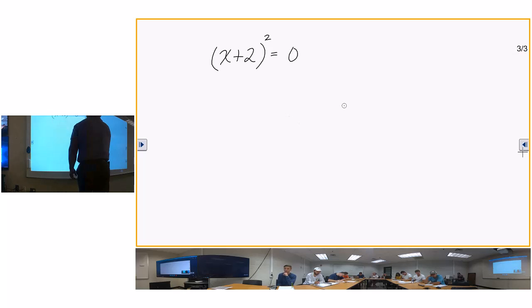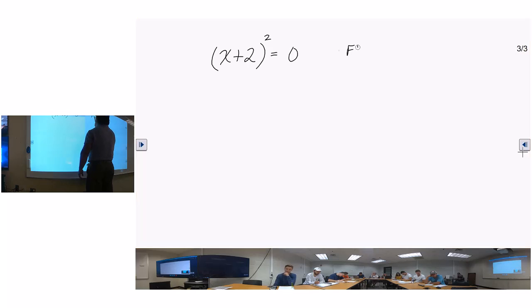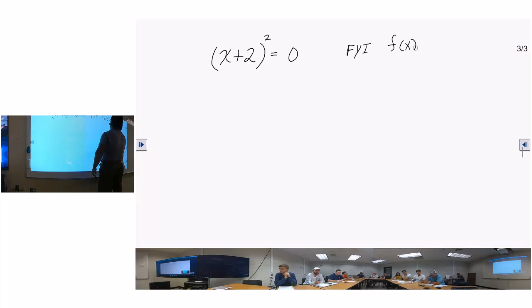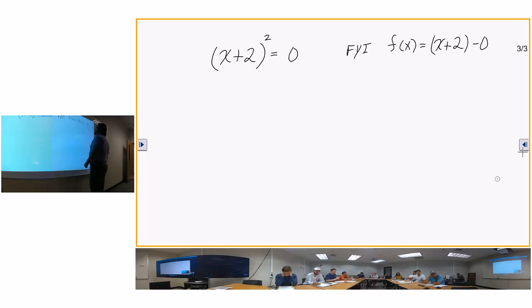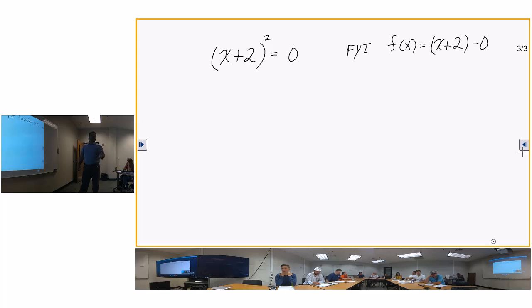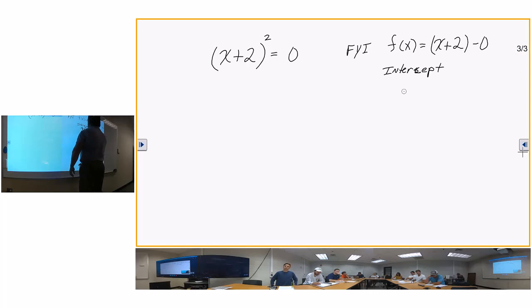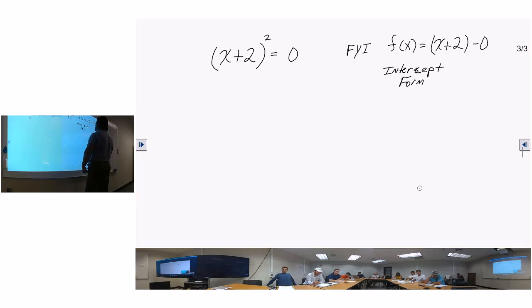Now I can rewrite this, and for your information, I'm going to put an f of x in front of it, and I'm going to say x plus 2 quantity squared minus 0. I brought the 0 over. If that was a 2 or a 5, I'd bring it back over and it'd become a negative. See what I'm saying? This is called intercept form. Sometimes your book or your test or your homework will ask for intercept form.